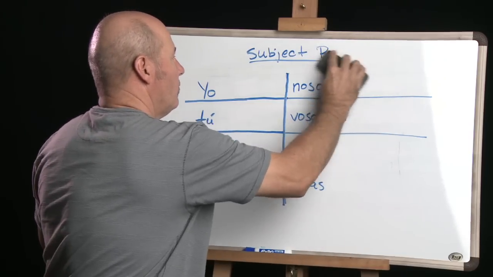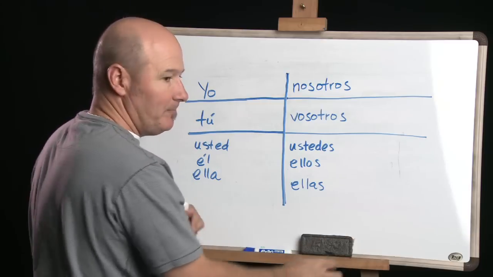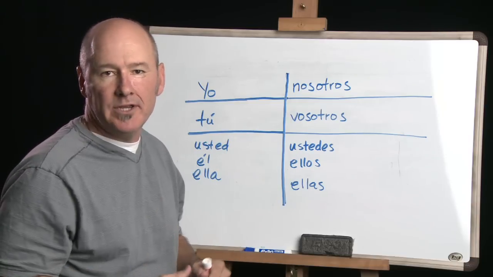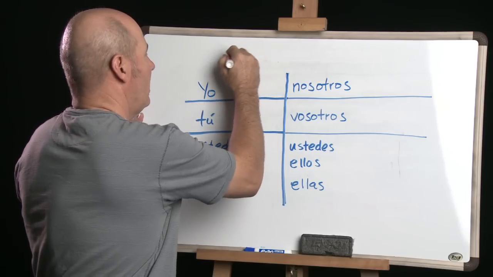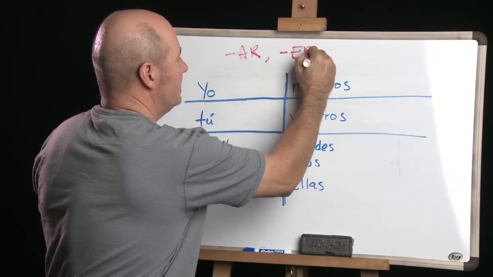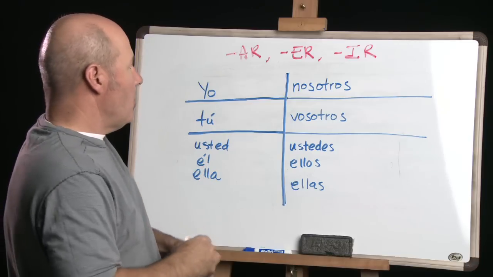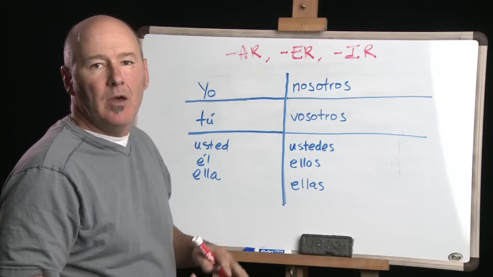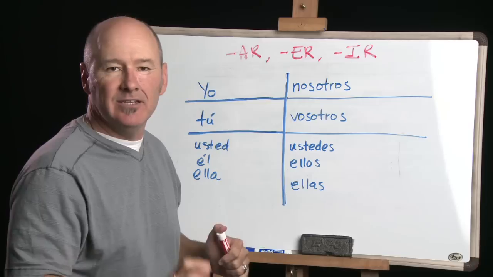So I'm going to erase this, and I'm going to begin by telling you that the first thing we need to remember is that there are three categories of verbs in Spanish. There are what we call AR verbs, ER verbs, and IR verbs. Those categories are recognized by us noticing the endings on an infinitive.